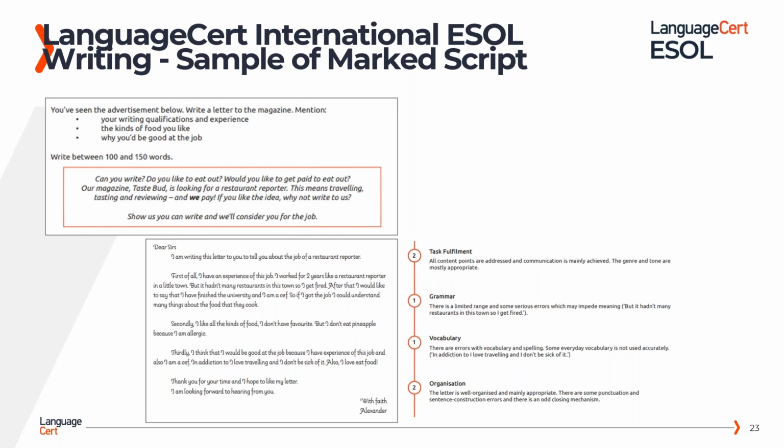And now a sample of a B2 level script and how it has been marked. On the right, you can see the assessment criteria and how many marks are awarded per criterion. You will also find a few assessors' comments next to each mark.